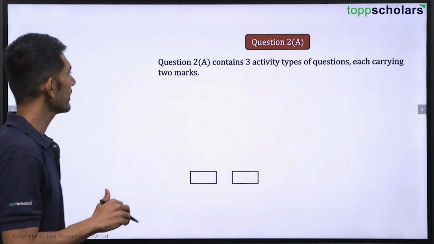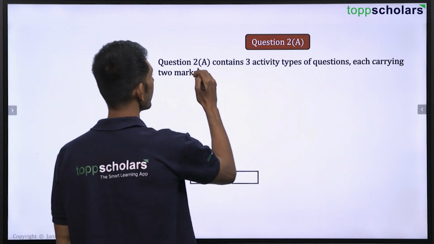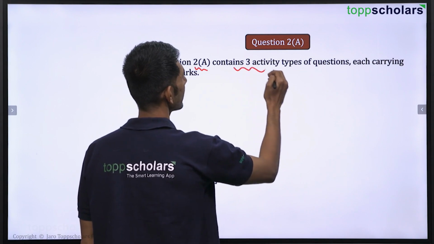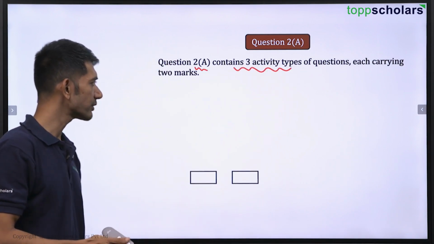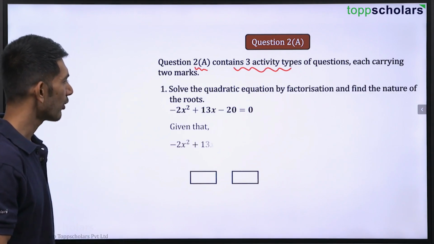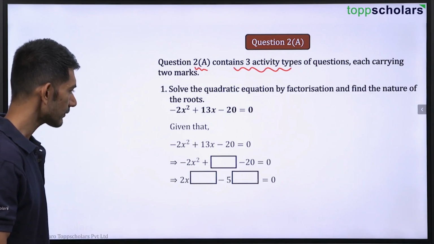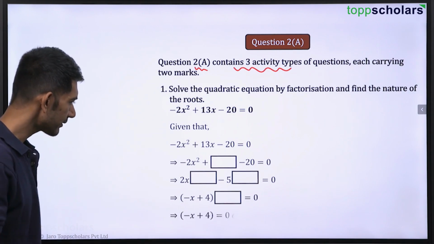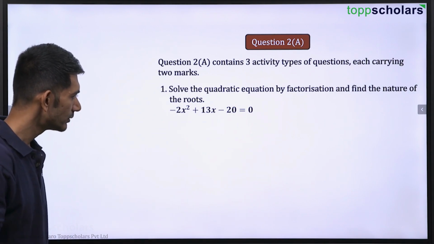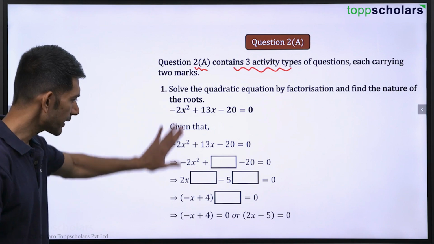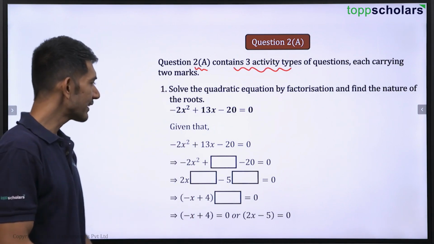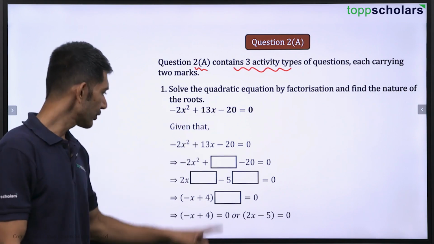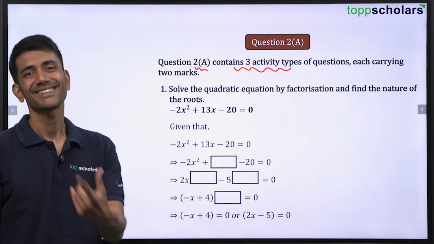This is an activity based question. So question 2A contains 3 activity type questions, each carrying 2 marks. So activity based means there will be some boxes and you'll be supposed to fill those boxes, right? So let me show the entire calculation for you. Okay, so in this particular page, this is what we have. They'll give you the entire solution. You're just supposed to fill in the boxes correctly.